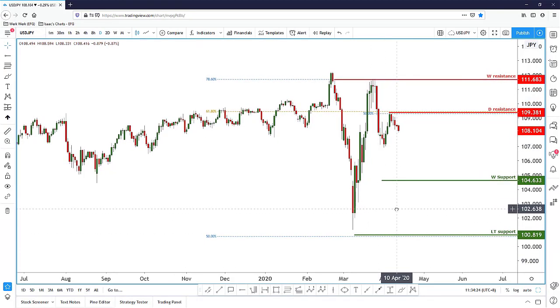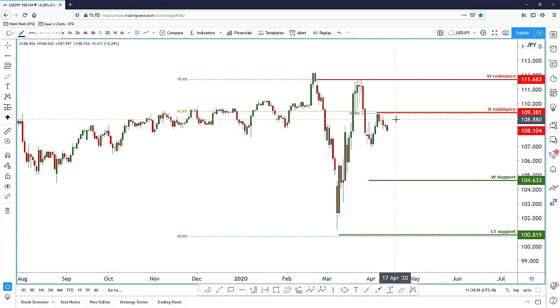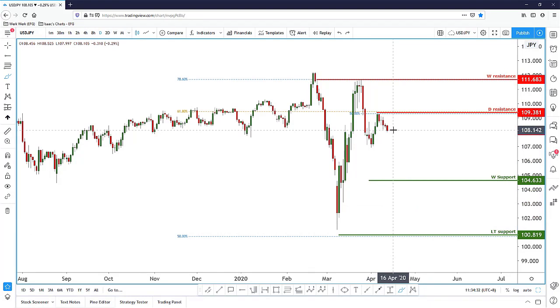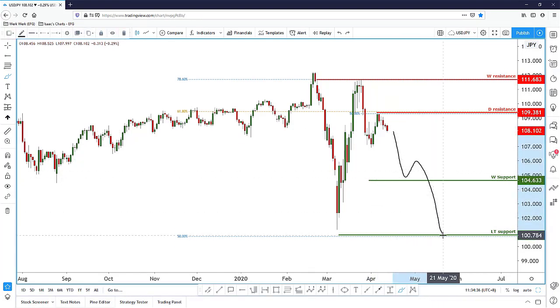So remember that on the weekly we have a bearish bias. We say that price is going to push down towards the long-term support. And what I think price will do now is push to the weekly support, react a bit, and then go down to the long-term support.